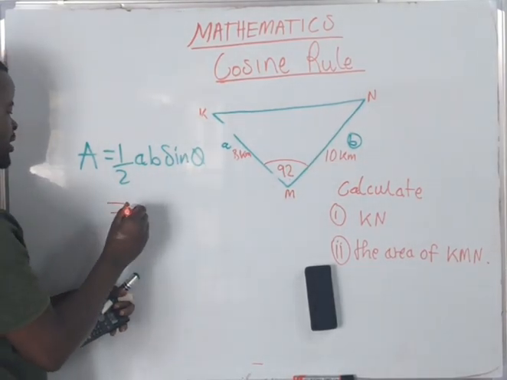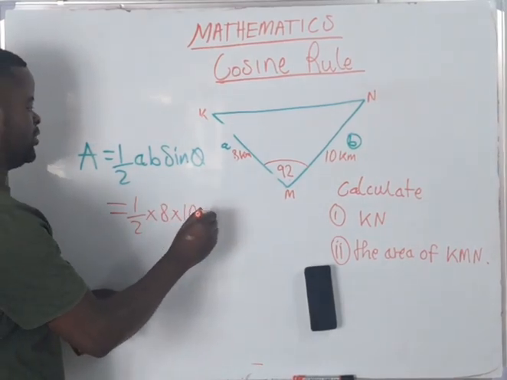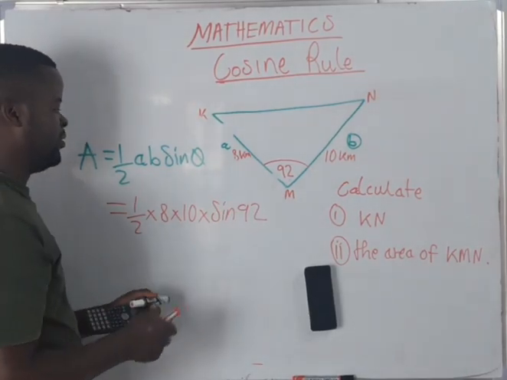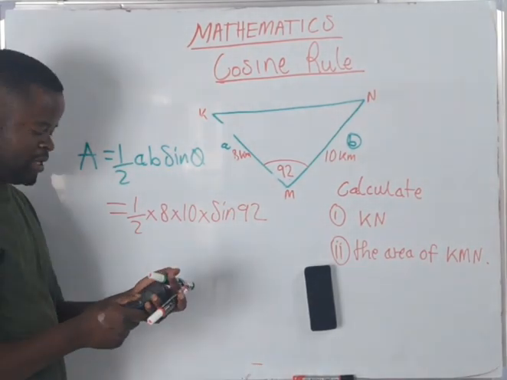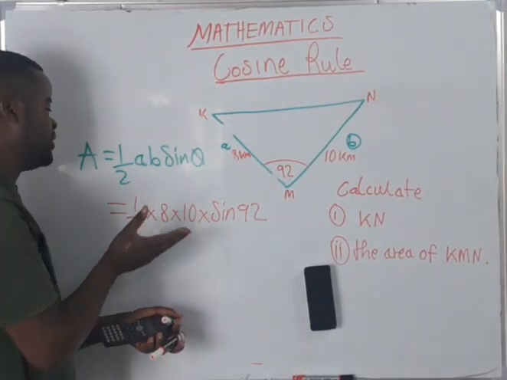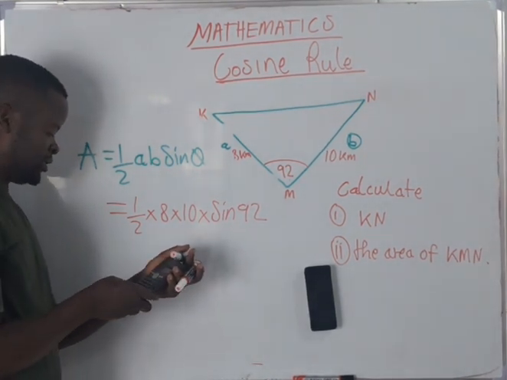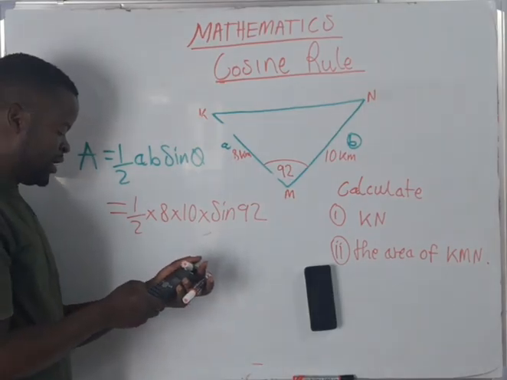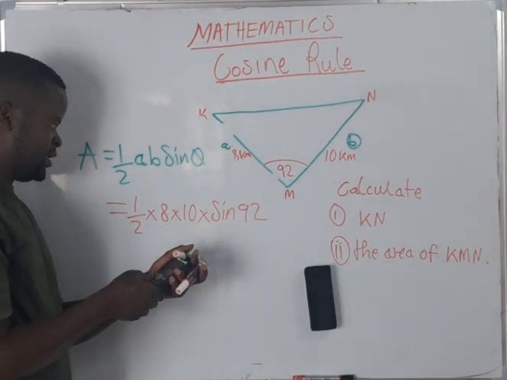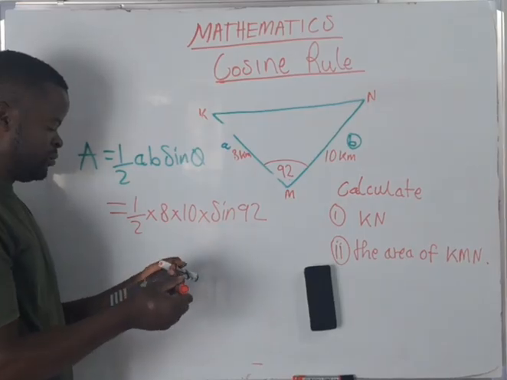So we can just say 1/2 times 8 times 10 times sine 92. Now from here we are going to plug in all these numbers on the calculator. Remember, this question only carries 2 marks. Writing the formula, you are given a mark, and concluding with your final answer, you are also given a mark. So let's proceed on the calculator: 1/2 times 8 times 10 times sine 92, we are getting 39.68.